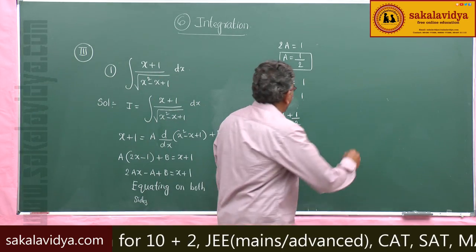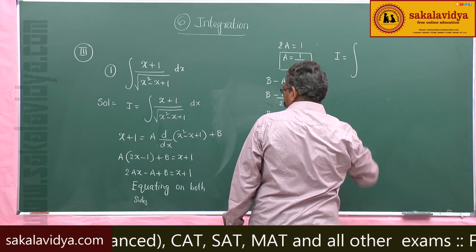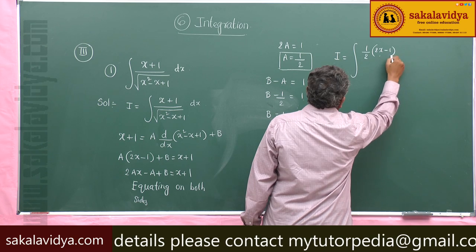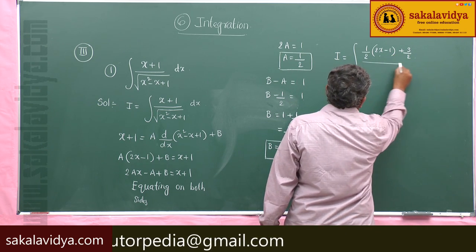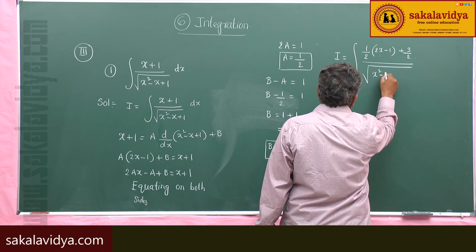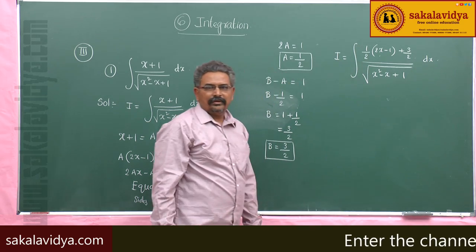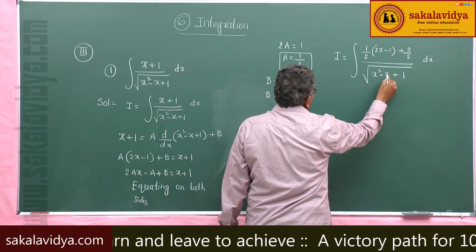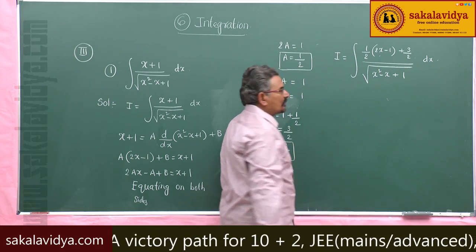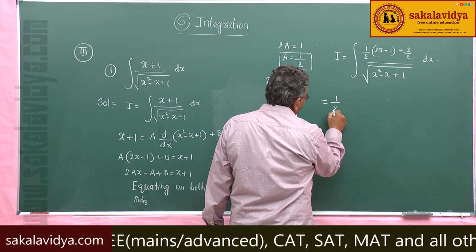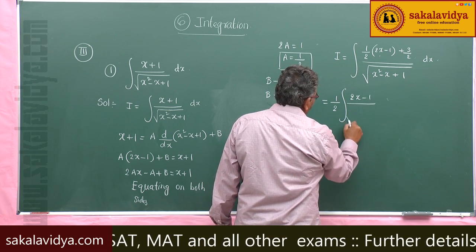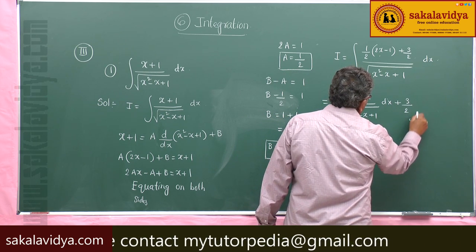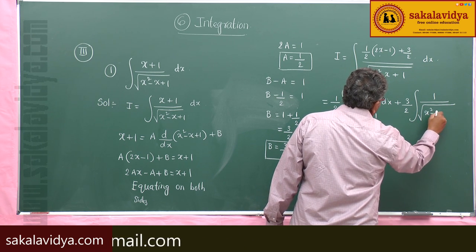Now I can be rewritten as the integral of 1 by 2 times (2x minus 1) plus 3 by 2, divided by root over x square minus x plus 1 dx. Now we can separate this into two integrals: half times the integral of 2x minus 1 by root over x square minus x plus 1 dx, plus 3 by 2 times the integral of 1 by root over x square minus x plus 1 dx.